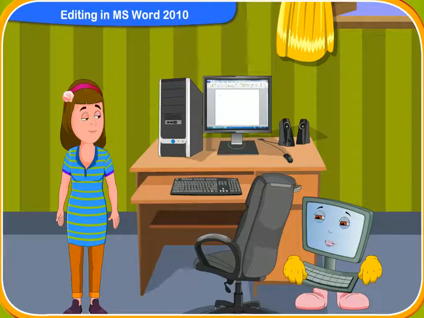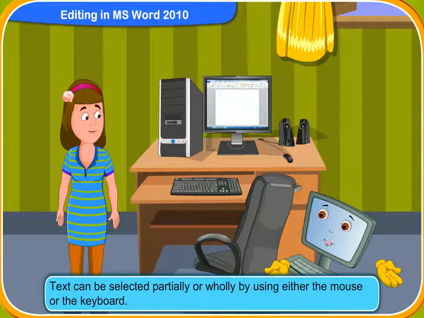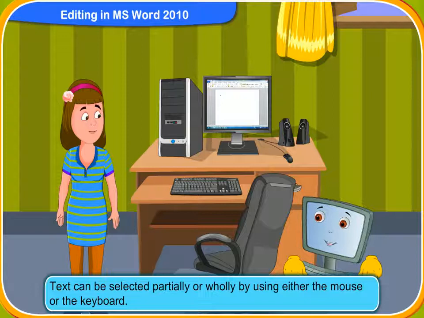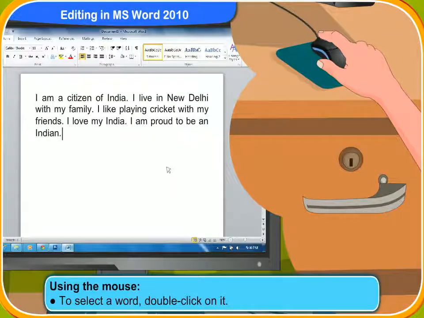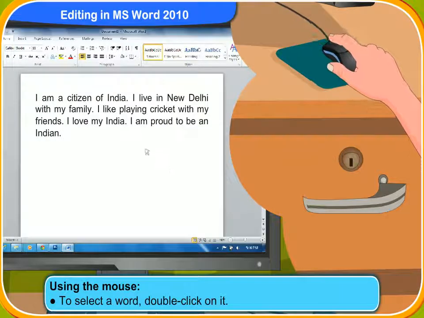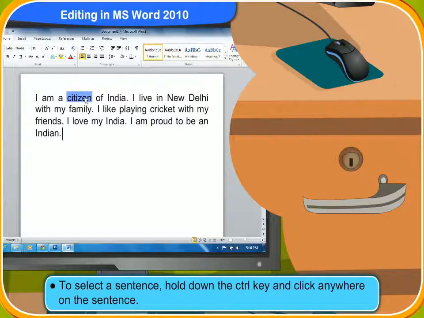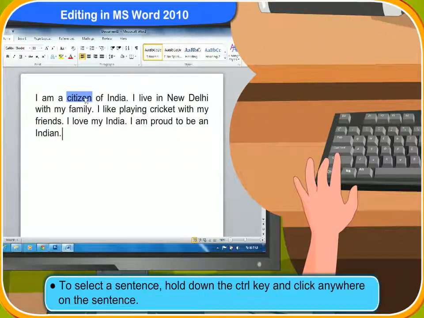To edit any text, first you should select the text. How should we select the text? You can select text partially or wholly. You can use the mouse as well as the keyboard to select the text. By using the mouse, you can select a word by just double-clicking on it. To select a sentence, hold down the Control key and click anywhere on the sentence.